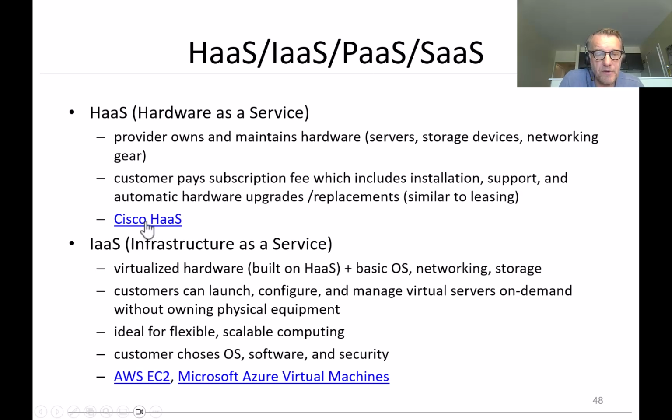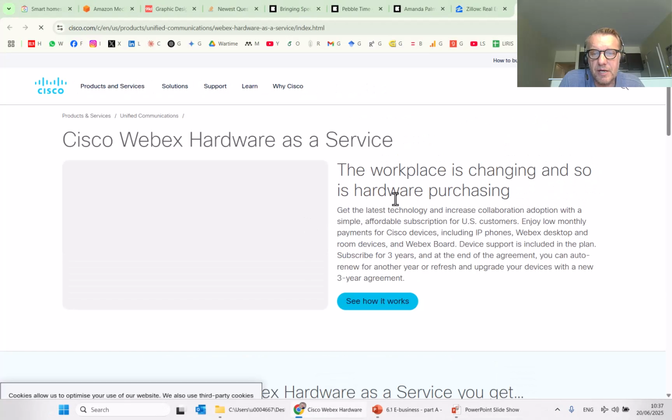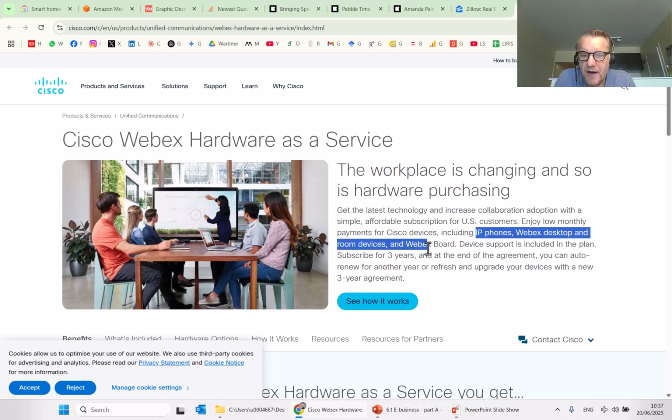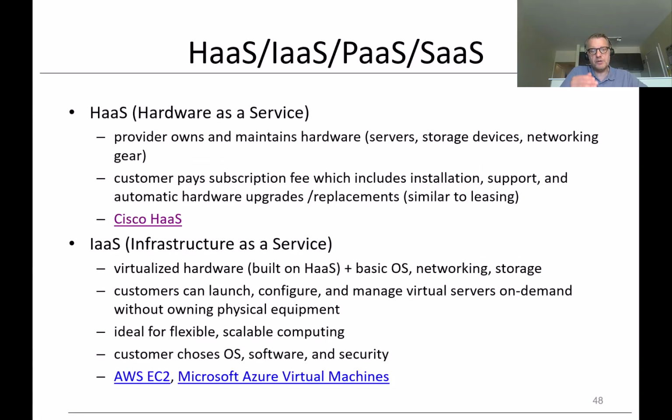A popular example of this is Cisco HaaS, that you see right here, which is actually providing all kinds of services, hardware devices, Cisco devices like IP phones, WebEx desktops, room devices, and WebEx boards. So it's an example of HaaS, hardware as a service. IaaS goes a step further. It provides infrastructure as a service.